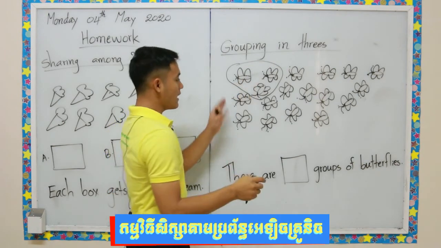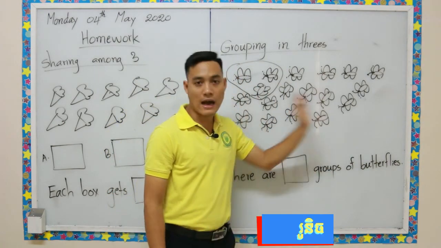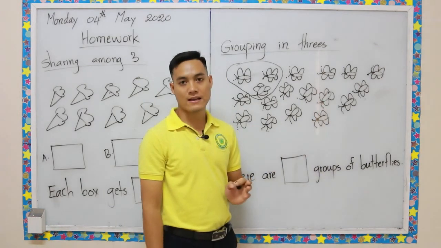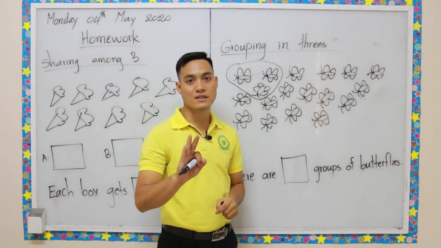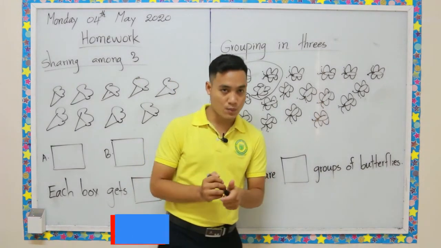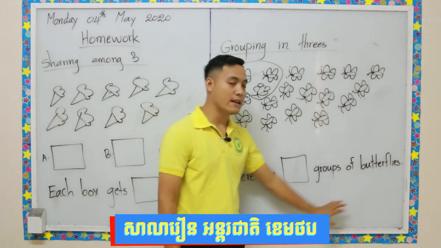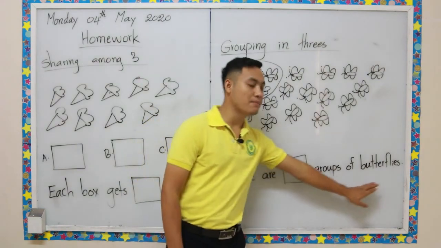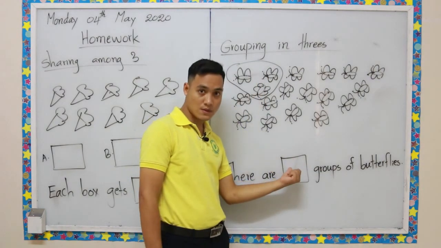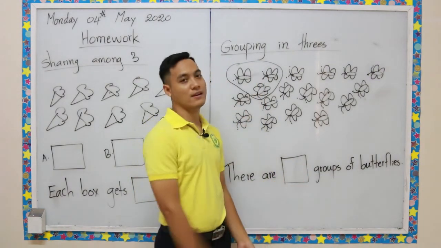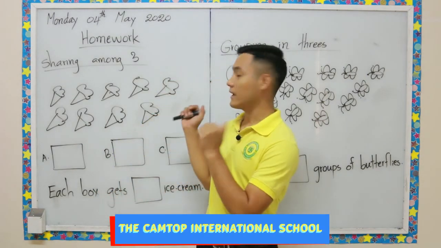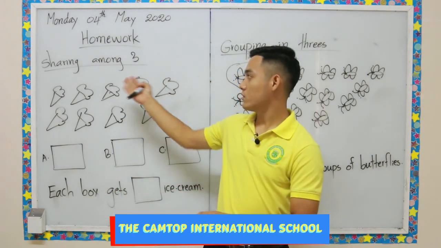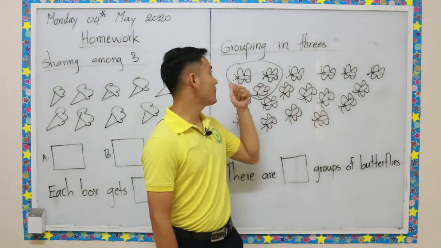1, 2, 3, and you need to group it until you finish all butterflies. One group there are 3 butterflies, and after that you need to count the groups. How many groups are there? Then you need to complete right here. There are groups of butterflies. So how many groups? If you want to know, please do it. So that's it for your homework in your lesson, also your homework from sharing among 3 and from grouping in 3s.